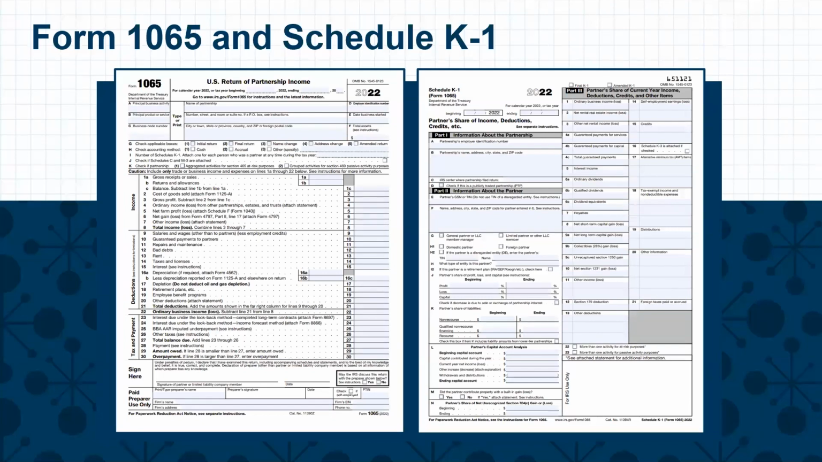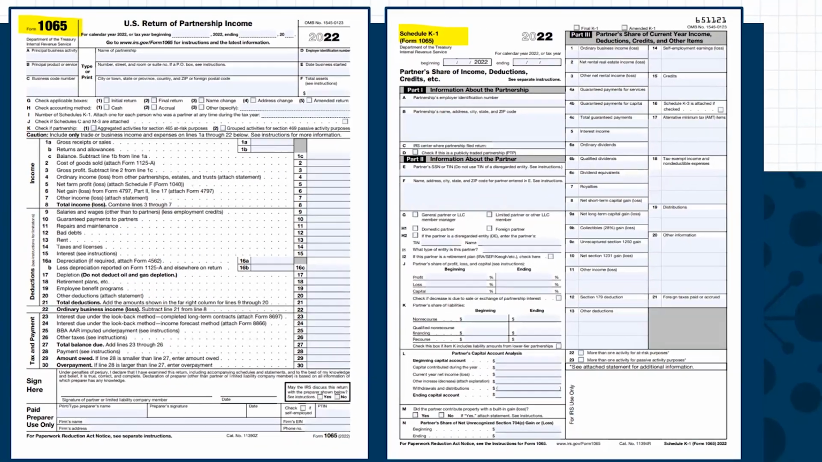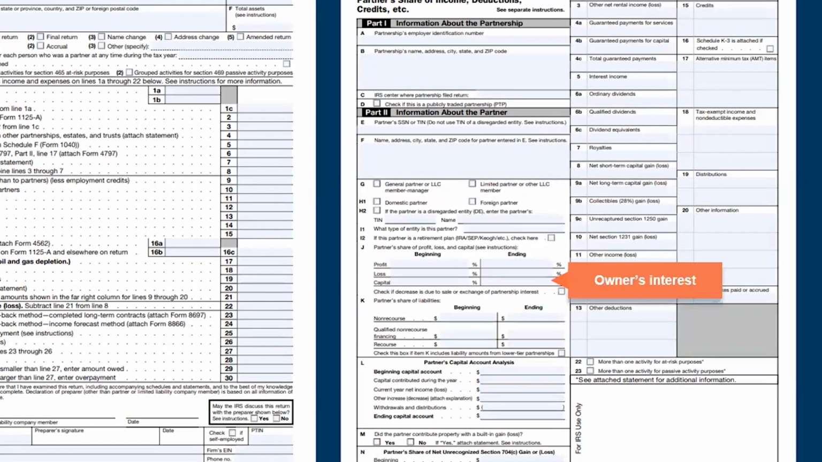The partnership will report their profit or losses on IRS Form 1065. Each partner's share of the profit will be reported on Schedule K1. The ownership interest for your borrower can be found in Section 2, Line J, capital at the end of the year. How does the money flow through the tax forms?